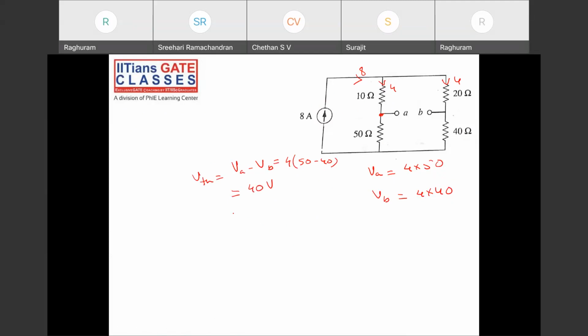V Thevenin. So what is I Norton? What is I Norton? So either you can do what? V Thevenin by R Thevenin. Convert. Okay. Yes. Convert the Thevenin's equivalent into Norton's. So 40 by 22.5.